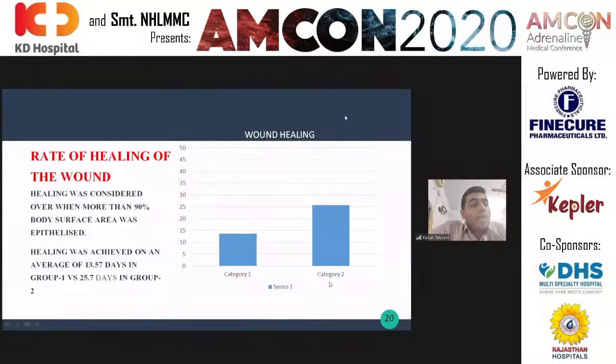Rate of healing. Healing was considered over when more than 90% of the body surface area was epithelialized. Healing was achieved on an average of 13.57 days in the collagen group and 25.7 days in the SSD group.